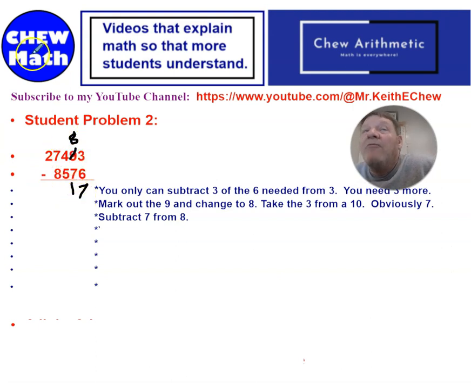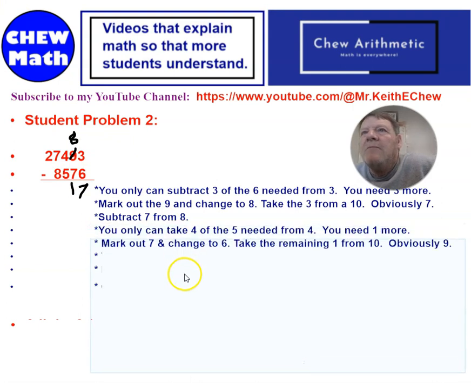But the 5 cannot come out of 4, but 4 of them can. That means there'll be 1 remaining. So when I borrow, that will be a 9. So I borrow from here, which is a 6. And then that 4, borrowed from here, and this became a 6. And then there was 1 remaining. So then that would be a 9.